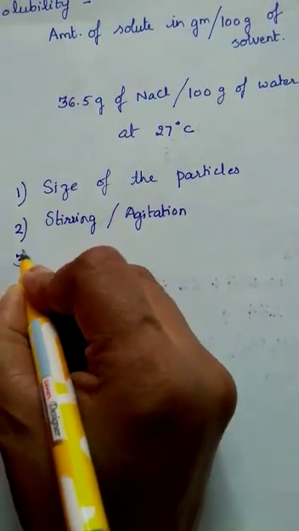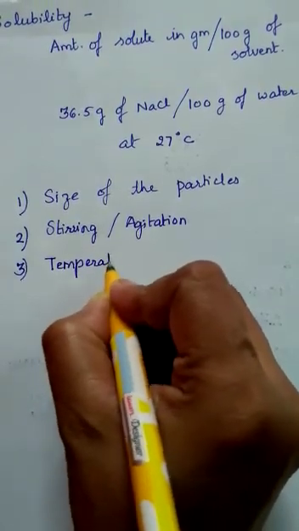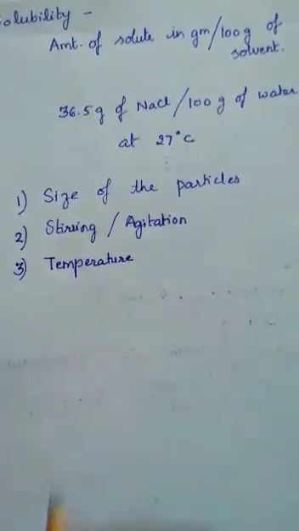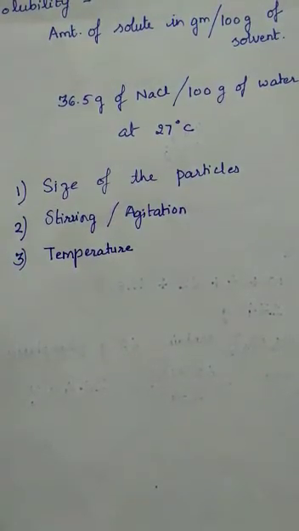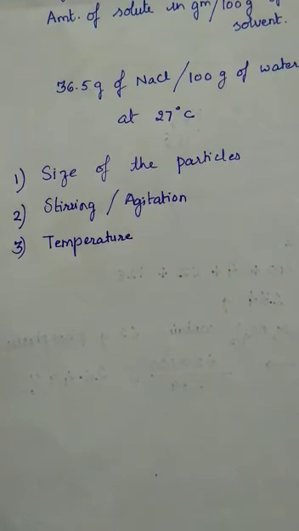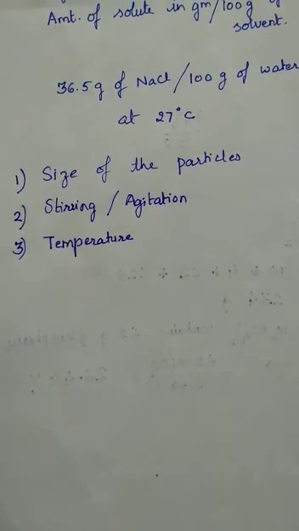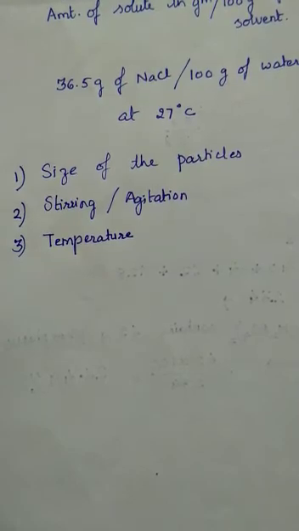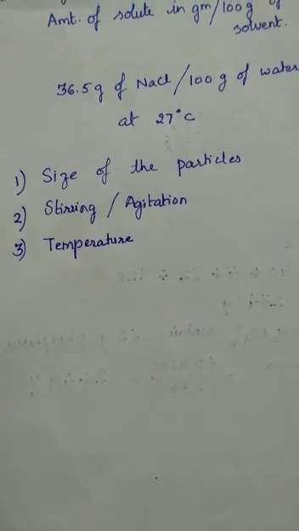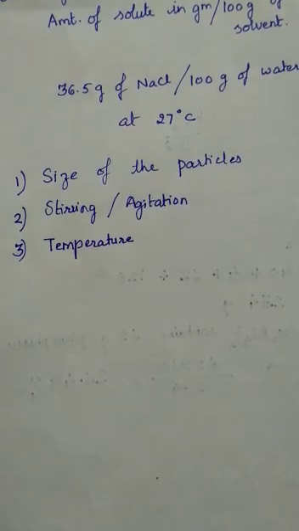Then the third factor is temperature. Generally, it is seen that when the temperature is higher, the solubility increases. Again, the reason is that when the temperature increases, the particles of liquid will move apart from each other. When they move apart from each other, the space between them will increase, and that is why with increase in temperature, the solubility will increase. So these are the three factors on which solubility depends.